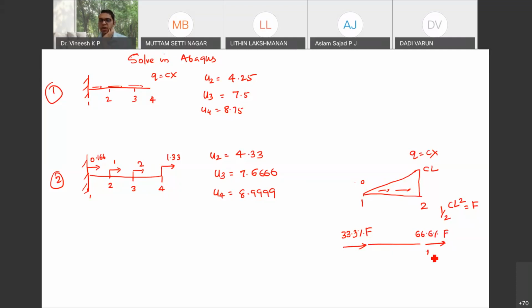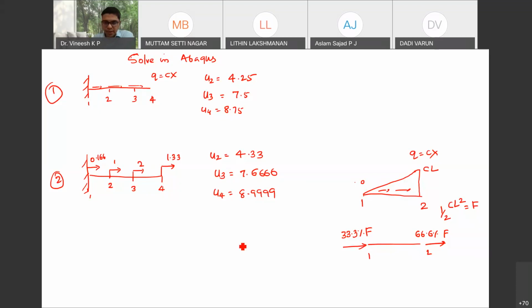This is how the load distribution is going to come whenever you apply a distributed load whose magnitude is increasing. It's like a triangular shape. So I hope you are getting it. Whenever you have a triangular load, from our finite element formulation we understood that 33% is distributed on the first node and 66% is distributed on the second node.